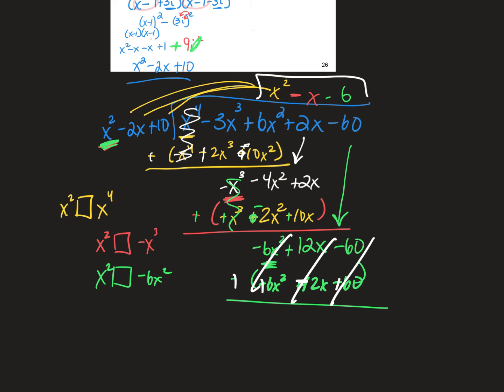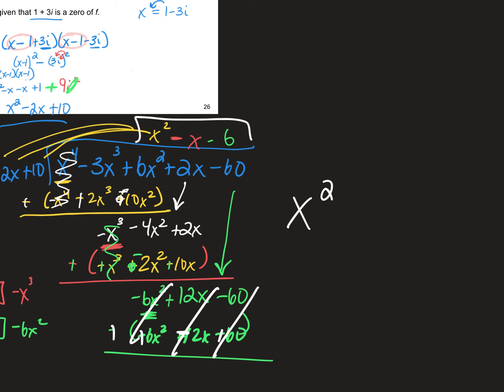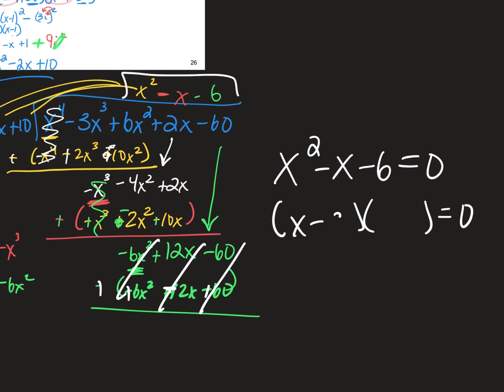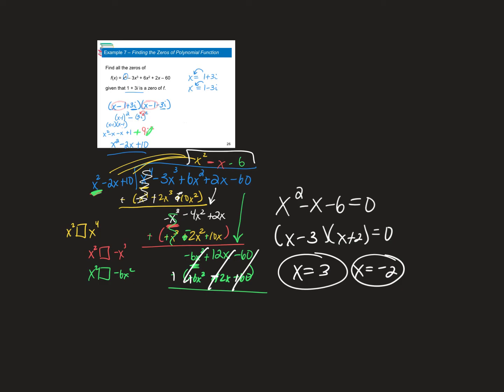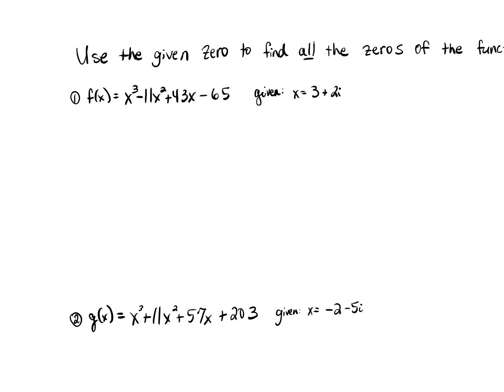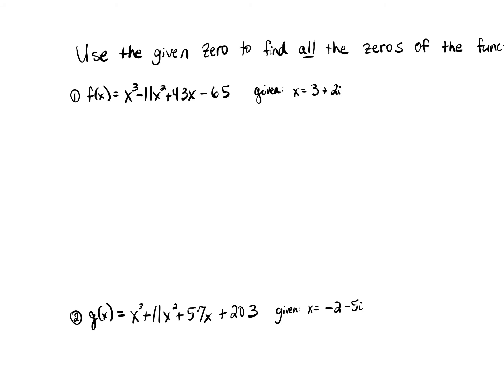Is that my answer? No, we're real close. I'm left with x squared minus x minus 6 equals 0. Can I factor that? Yes. What are the factors of negative 6 that multiply to give me negative 6 but add to give me 1? X minus 3, x plus 2. So the remaining roots are x equals 3 and x equals negative 2. How many answers should you have? 4. How many do we have? 4. Good.